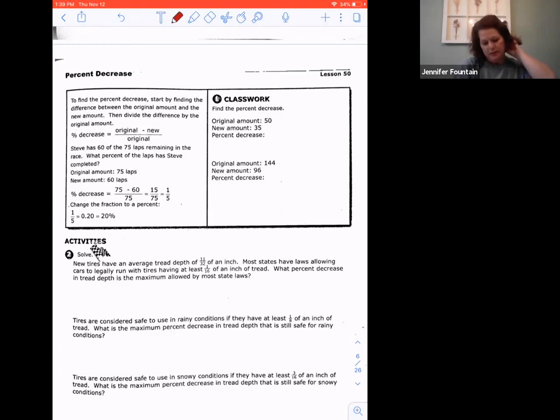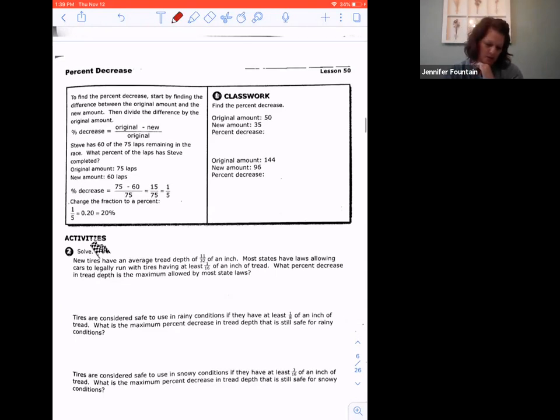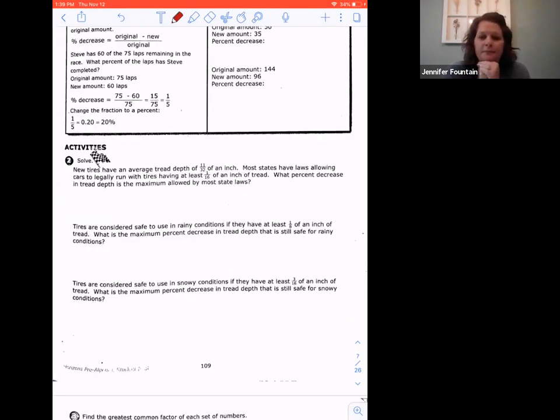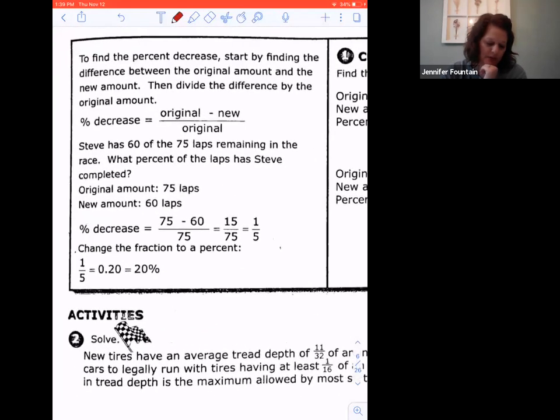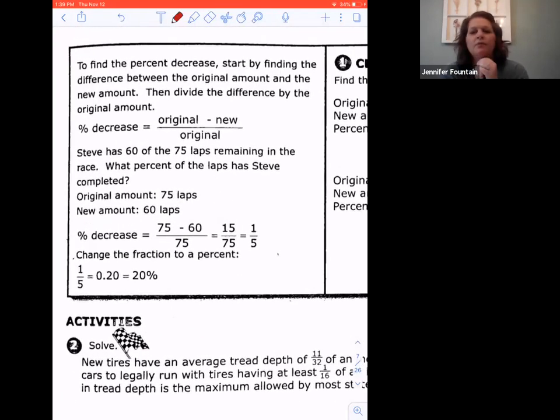All righty, let's get ready to start back dealing with percent decrease. This is lesson 50 on page 109. All right, so when we talk about a percent decrease, think about if you have ever been saving your money for something and maybe it's on sale and maybe there's a percent decrease.